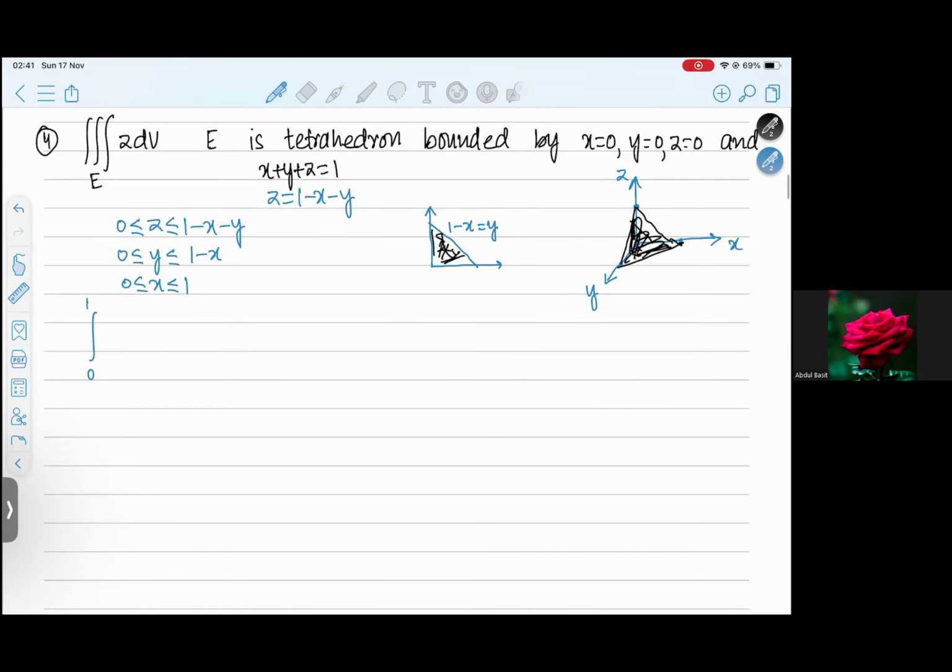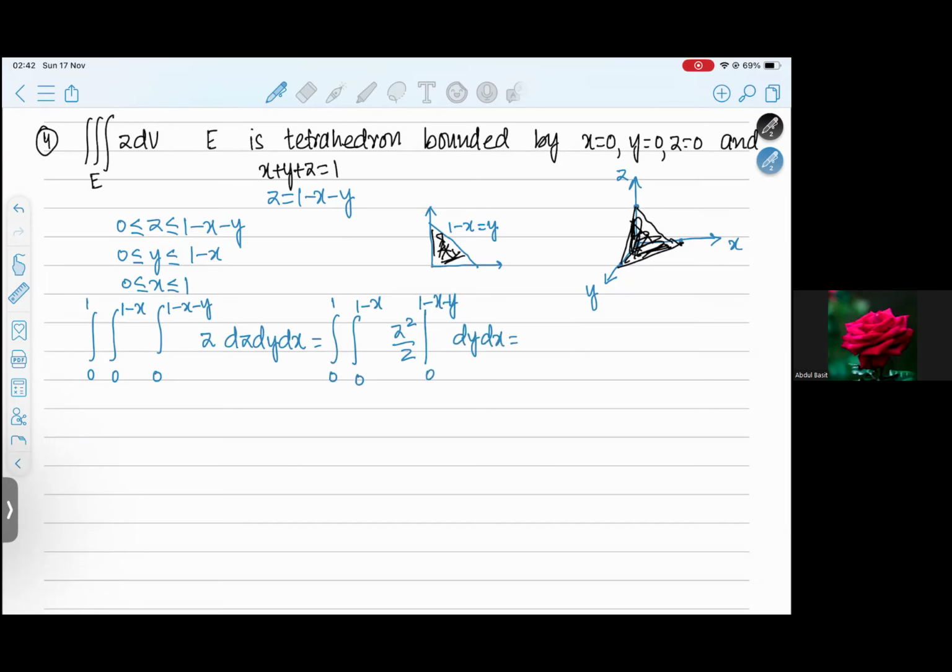Now I can write this triple integral as x is equal to 0 till x is equal to 1, and y is equal to 0 till y is equal to 1 minus x, and z is equal to 0 till z is equal to 1 minus x minus y of c dz dy dx, right? Okay, so evaluating with respect to z first, I get z square over 2, because the integral of z is z square over 2, and the limits would be from 0 to 1 minus x minus y, dy dx.